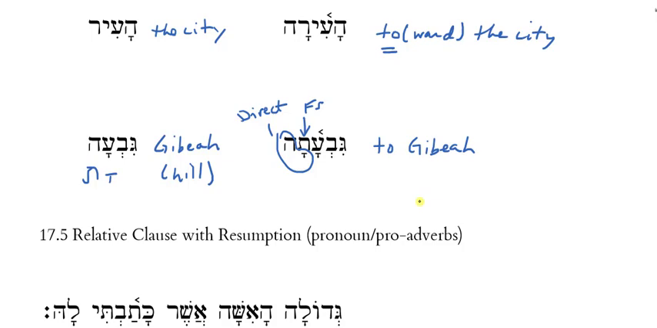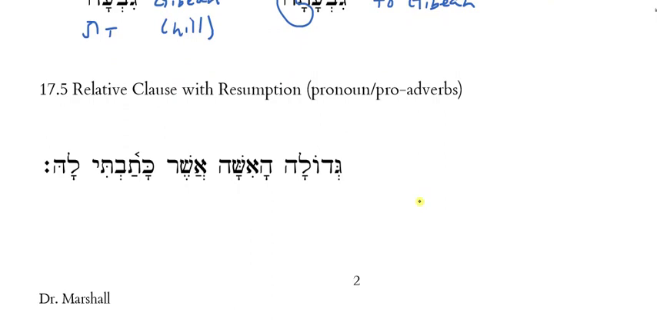The last thing that we see in our lesson is 17.5. This is Ross, page 133. Relative clause with resumption. That is to say, in the relative clause in Hebrew, often the head noun that the relative clause modifies is resumed with some pronoun inside the relative clause.